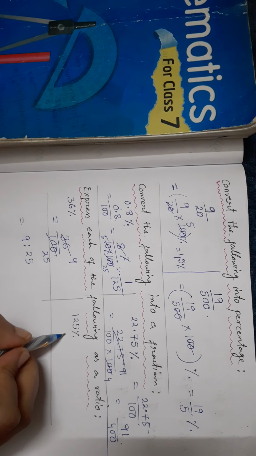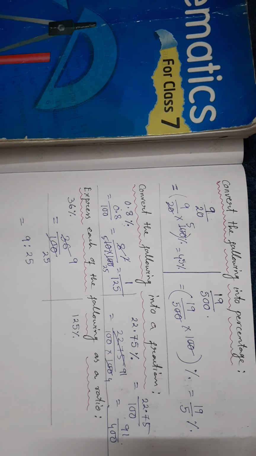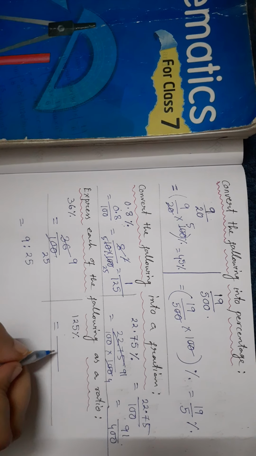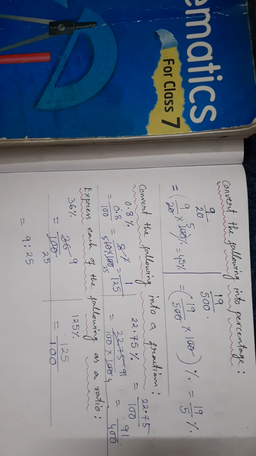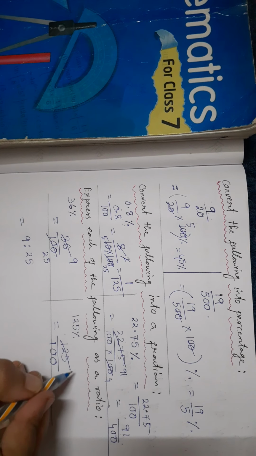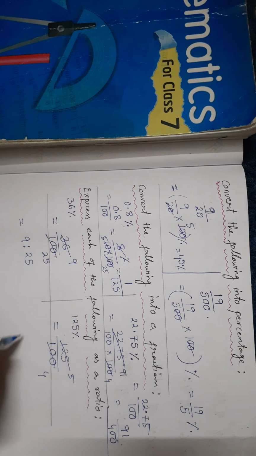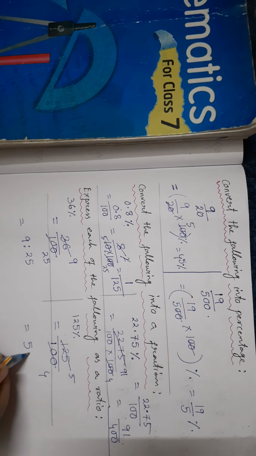Similarly, one more example is there, that is 125%. This 125% you have to express as a ratio. So it will be 125 by 100. You can see this is divisible by 25. 5 25s are 125 and this will be 4. So you have to write these as a ratio. So it will be 5:4.